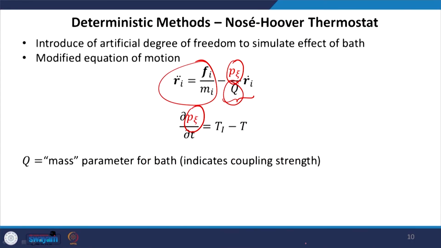It does not have a physical meaning as such, except that doing this helps to control temperature to a target value. And just like tau in the previous case, we have a parameter called Q in this case, called the mass parameter of the bath, because it has a unit of mass, that again does some kind of coupling with the bath. By variation of Q, I can go from a strong coupling regime, that means we can control temperature pretty quickly, to a weak coupling regime where we can control temperature rather slowly.